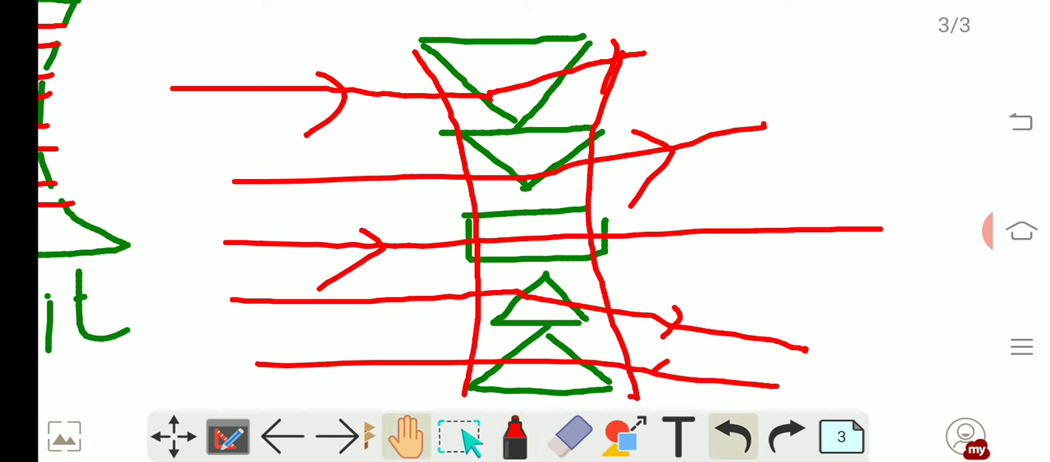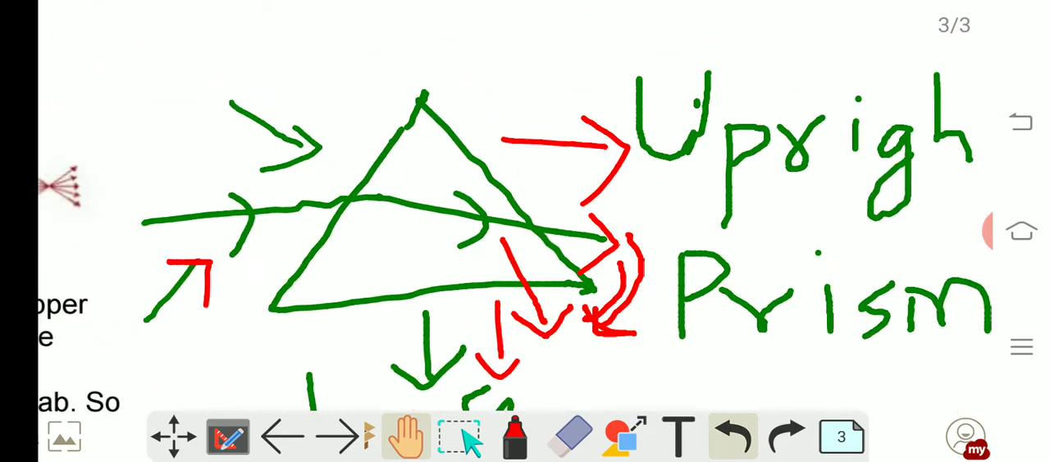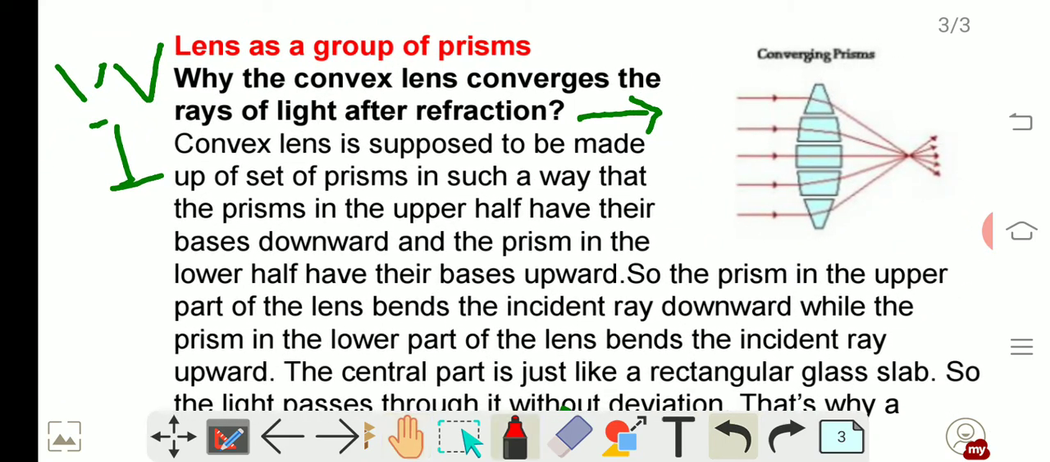I hope you have understood what I mean to say. Now let's move into our question. Why does the convex lens converge the rays of light after refraction?